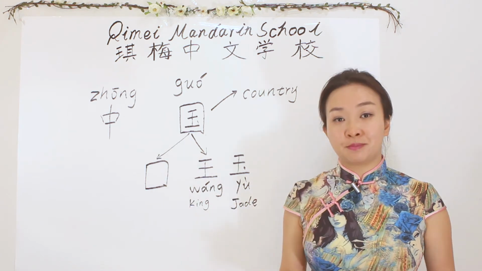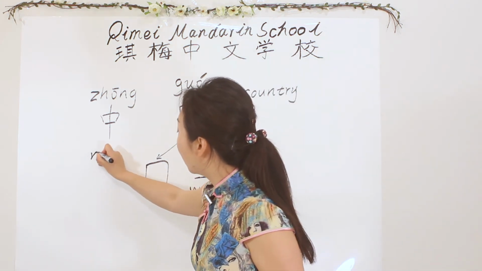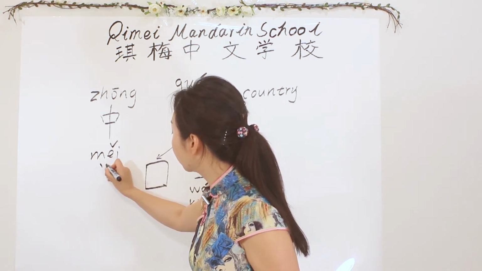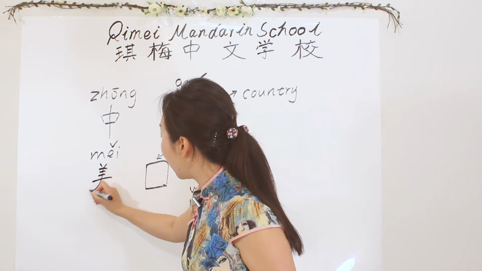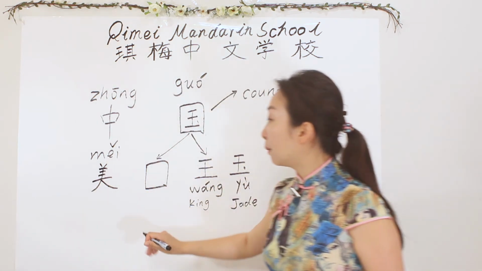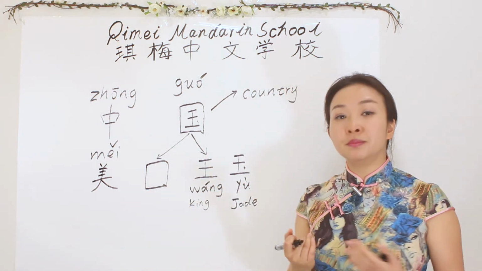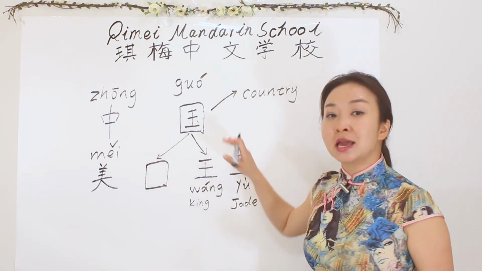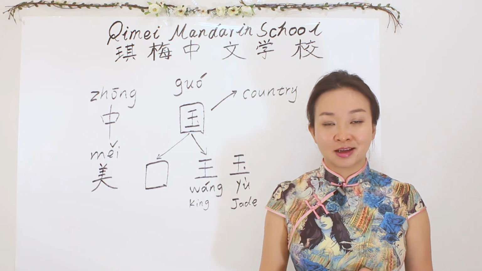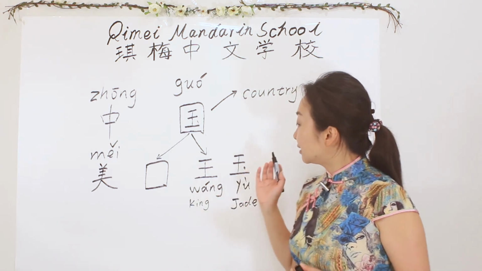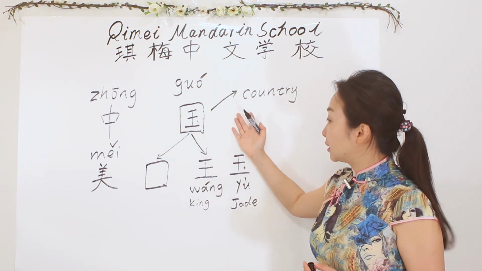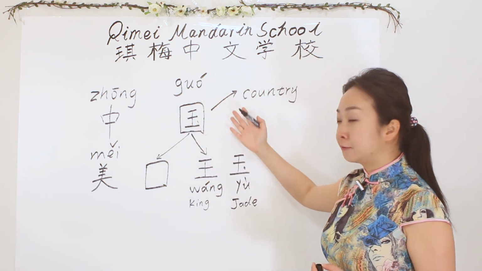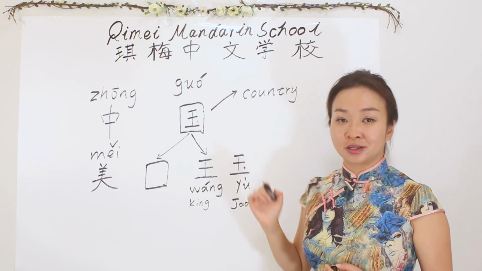And how do we say American? So American we say 美. So 美 literally means beautiful. So beautiful country means America. So this is the story behind this word and how we build other phrases based on those characters.